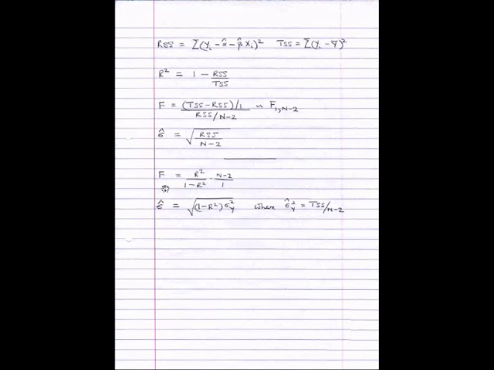We can show, for example, that we can write the F statistic as r squared over 1 minus r squared times n minus 2 divided by 1. And we can also show that we can write the standard error of the regression, sigma hat, as the square root of 1 minus r squared times sigma squared y, where sigma squared y is a measure of the variance of the endogenous variable y. It's the total sum of squares divided by n minus 2.